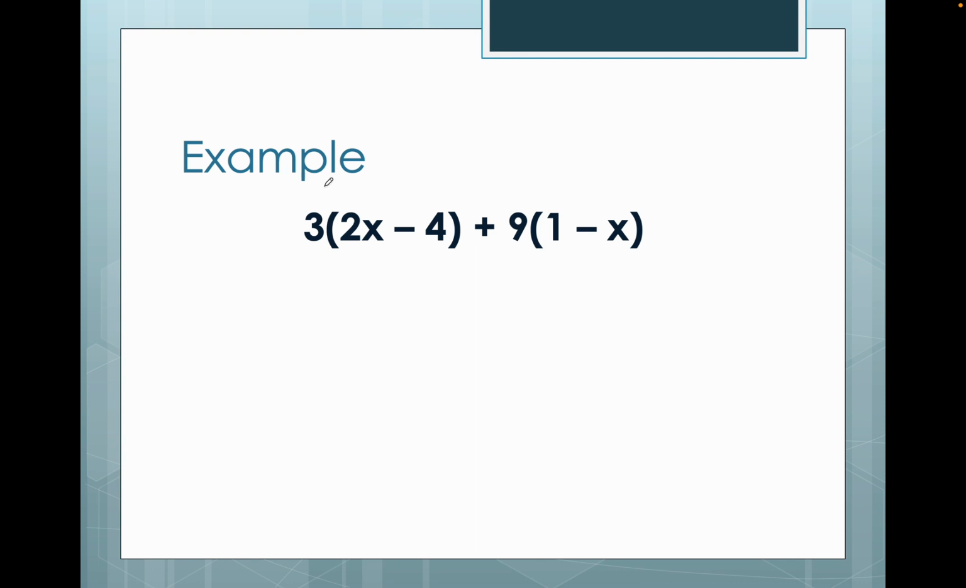And in our next example, we have two things that need distributed. First, the 3 to the 2x and the 4, and next the 9 to the 1 and the x. So 3 times 2x is 6x, minus 3 times 4, which is 12, plus 9 times 1, minus 9 times x.